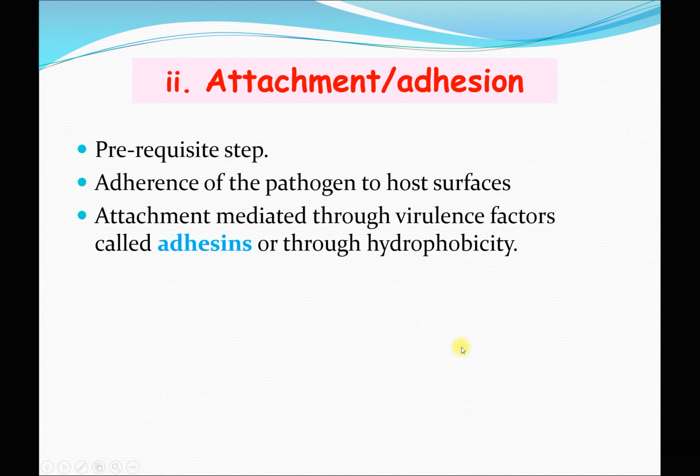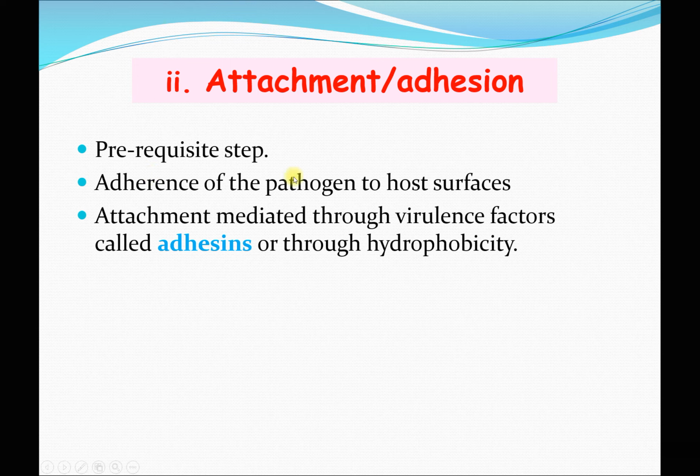The next crucial step, the second step, is the step of attachment or adherence. It is the prerequisite step of the infection process. If the pathogen doesn't attach or adhere, then the pathogen will be washed away by the flushing action of the body fluids. So a pathogen has to attach, it has to adhere.